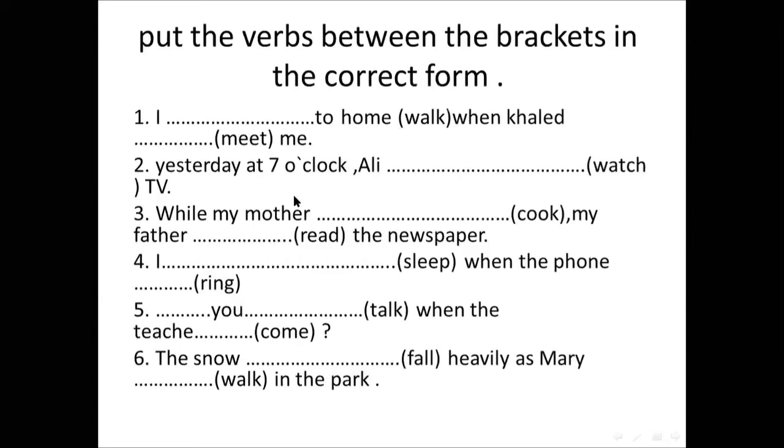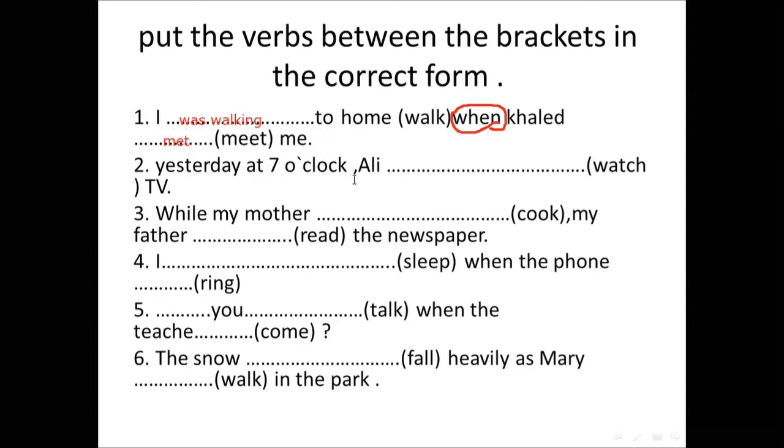The last. Go to the worksheet to do this exercise. Put the verb between brackets in the correct form. Number one. I space to home when Khaled space me. Now here I want you to pay attention to the keyword or the indicator when. I said after when we have to use the past simple, but before when we can use the past continuous. Here I, and the verb here is walk. I was walking. Okay, this is the first gap. Khalid met me. The past of meet is met.